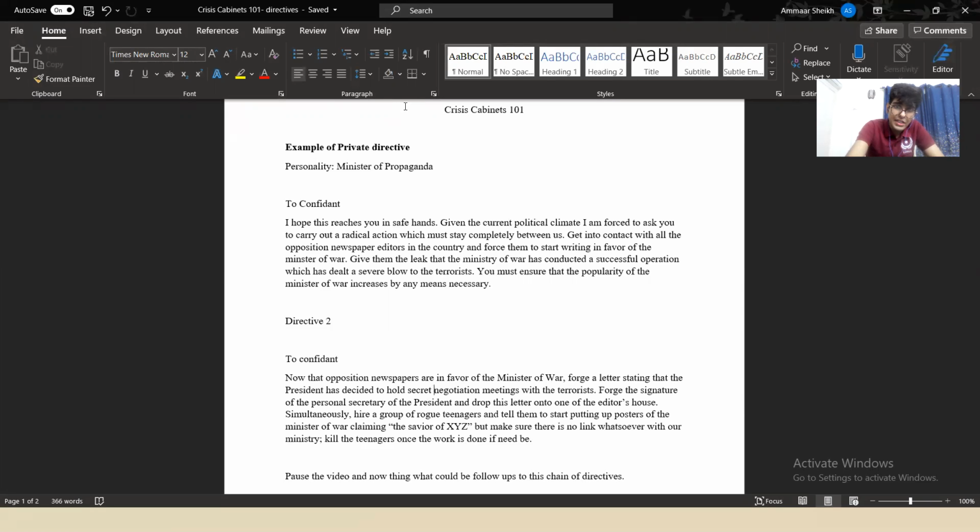Now, if you would read here, I give the exact steps that are required. Number one, get into contact with the opposition newspaper editors in the country. Number two, force them to start writing in favor of the Minister of War. Number three, give them the leak that the Ministry of War has conducted a successful operation, which has dealt a severe blow to the terrorists. And then number four is the entire purpose of this directive. Now, there are 4 steps in this directive.